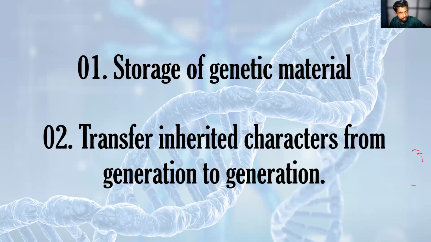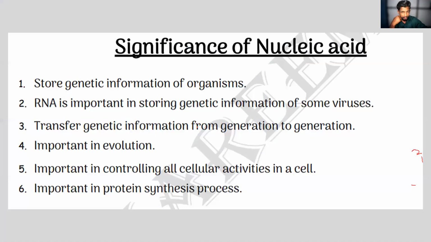Some of the characters are stored in your body and will be transferred to your next generation. For example, if you have a baby in the future, after 10 or 15 years, your characters will be transferred from you to your baby, right? So storing the genetic information is done by the chromosomes, and transferring the genetic information is also done by the chromosomes. You may remember the same function was discussed for the nucleic acid in grade 10, minute number 1 here. Look at the picture.